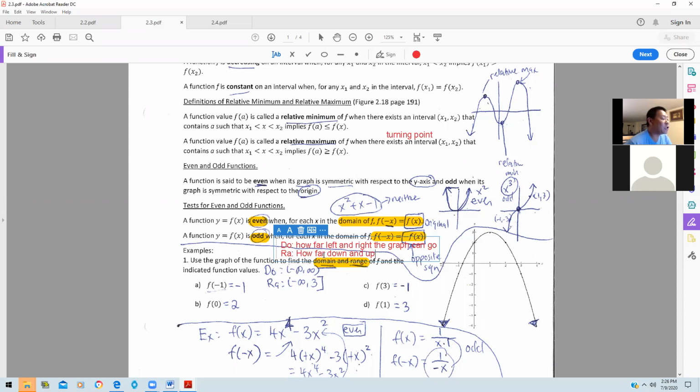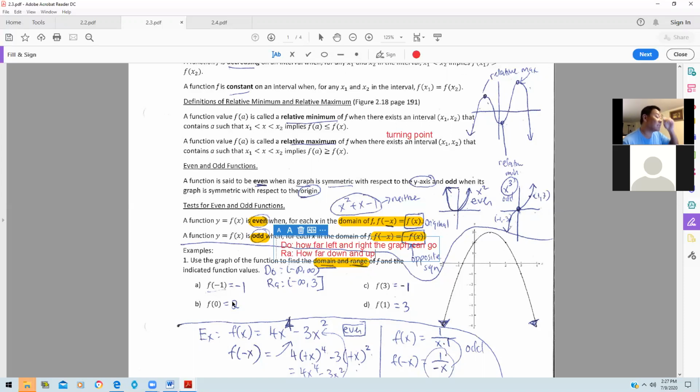And then for range, how far down and up? This graph is going all the way down to negative infinity, so that's how far down it goes. How far up it goes is up to this point, which is 3, and it's included. So this is the range in this case. This is how you figure out the domain and range.